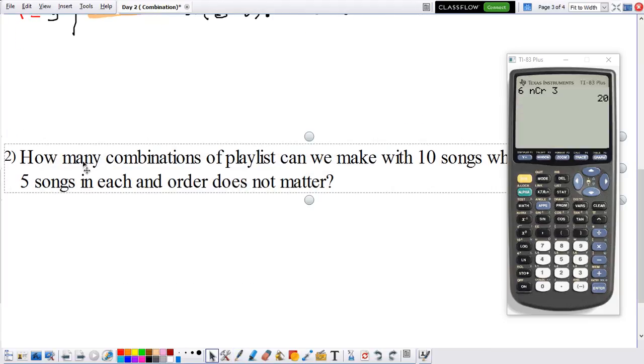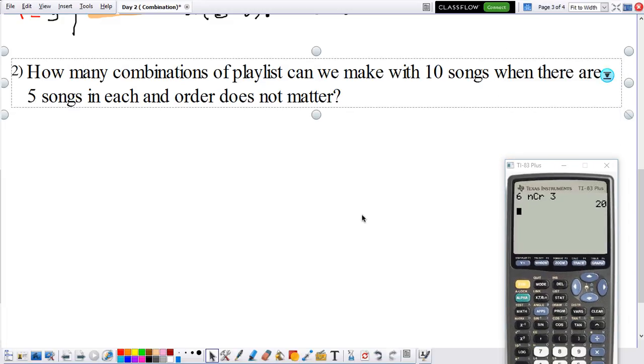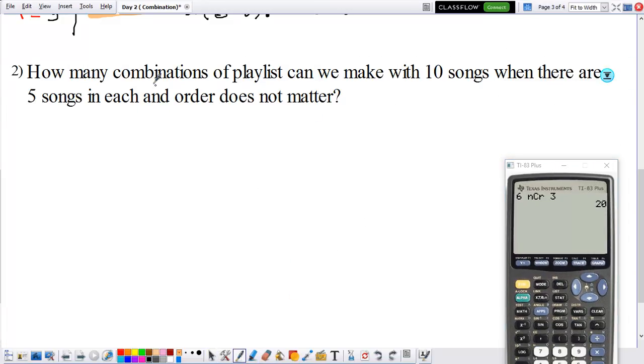Now, let's look at example 2. It says, how many combinations of playlists can we make with 10 songs when there are 5 songs in each and the order does not matter? Okay, so here it's telling you explicitly the order does not matter. It seems that we're making groups, so that's a hint that we want to use combination. And if we want to use combination, we need to know two things. As long as you know n and as long as you know r, you're pretty much done. So what's n? What's the total number of elements which you can choose from?